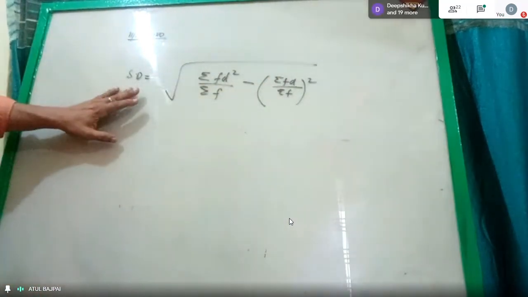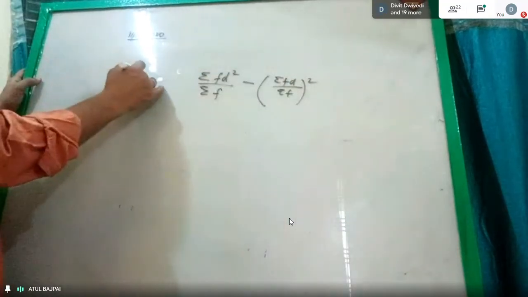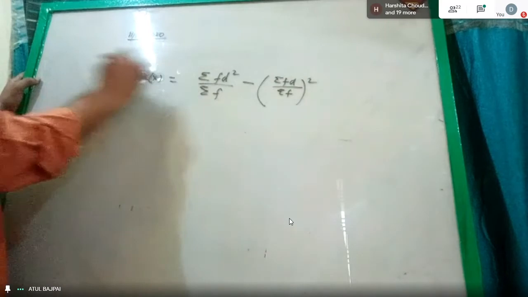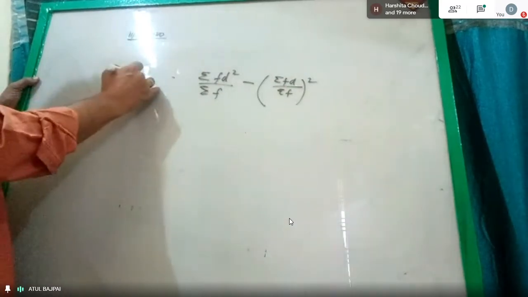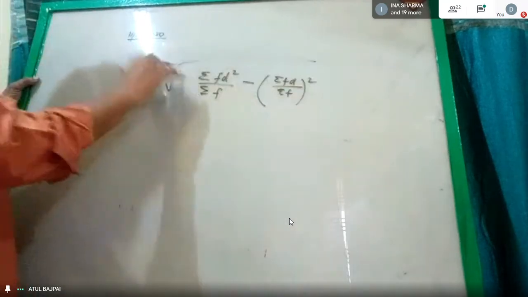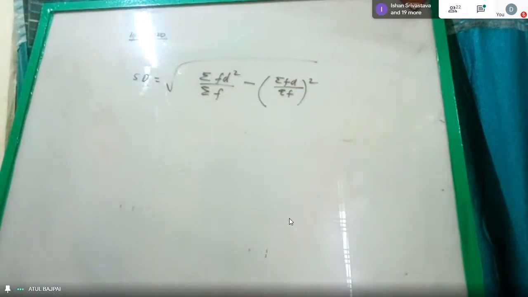This is standard deviation. If we don't take the square root, this becomes variance. Variance is the square of the standard deviation. The standard deviation is the square root of variance. Is this formula clear? Yes, sir. Let us take a question based on this formula only.